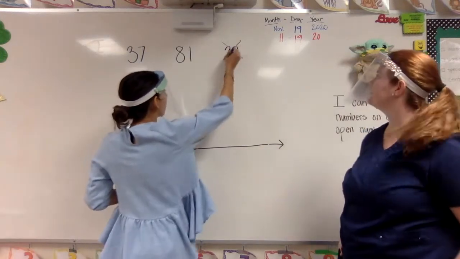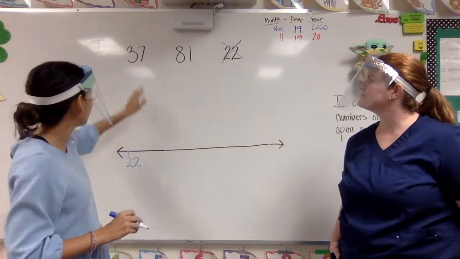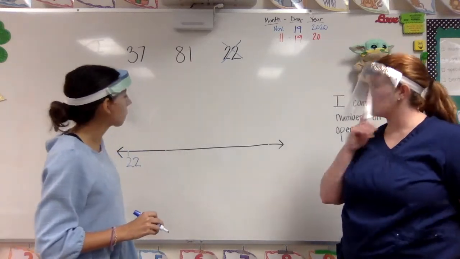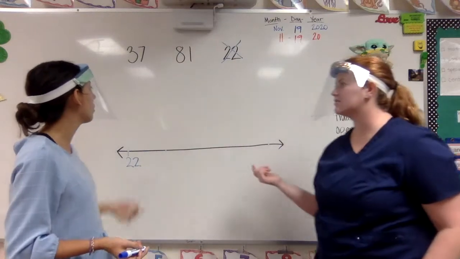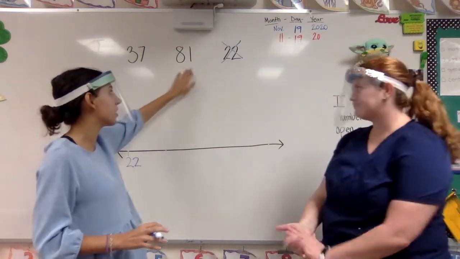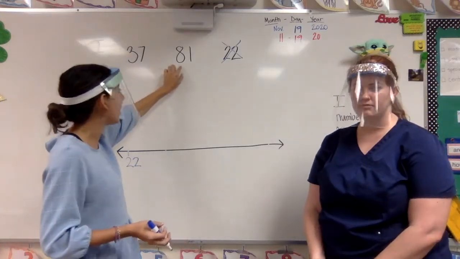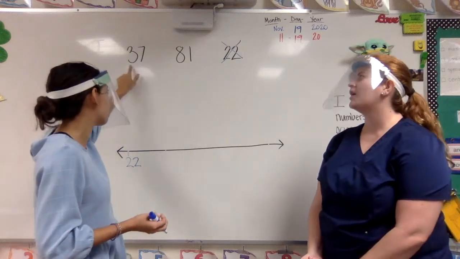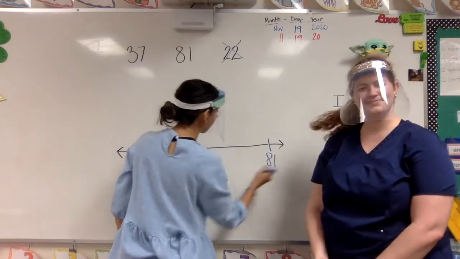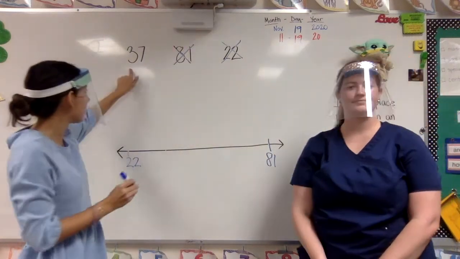And now I have to look for the greatest number to put on this side of my number line. So I have 37, 81. Well, 1 is bigger than 7. Oh, that's true. But we have to look at the tens place first. We only go to the ones place if the tens place is the same. Oh, okay. So I know that an 8 in the tens place is much bigger than a 3 in the tens place. So I'm going to put 81 down here. And finally, I have 37.